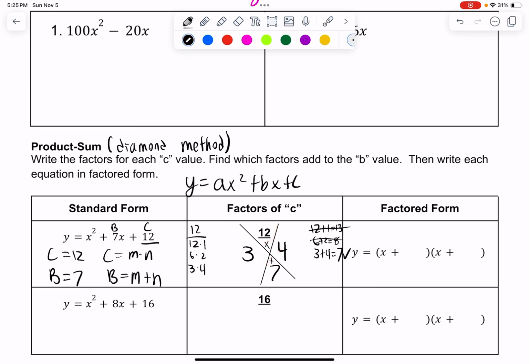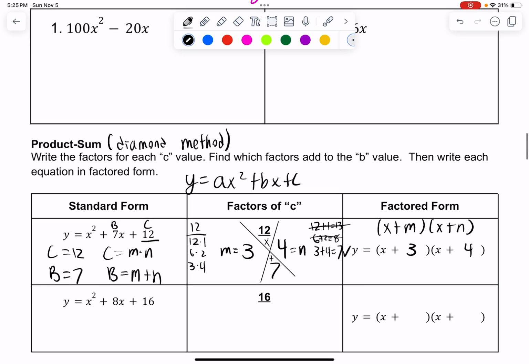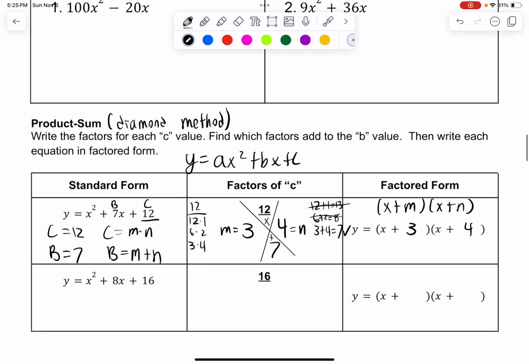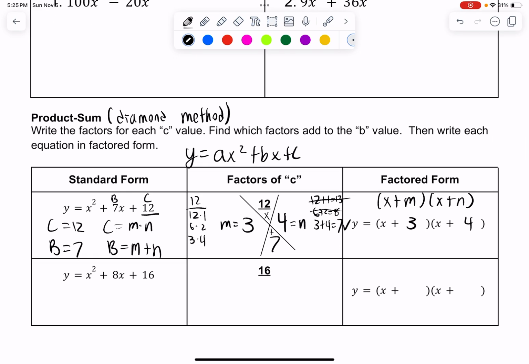So now that we have this, our factored form is x plus m times x plus n. So I'll identify my 3 as my m and my n being my 4. So I'll have x plus 3 and x plus 4. Let's do another practice one.